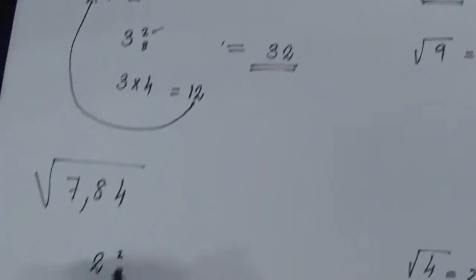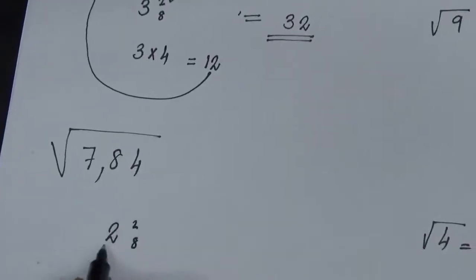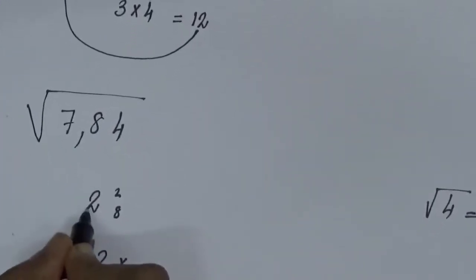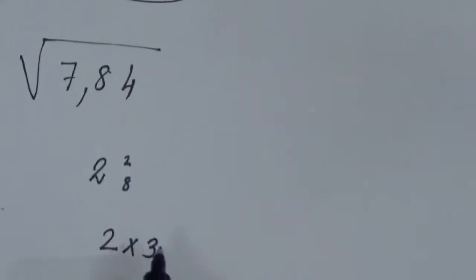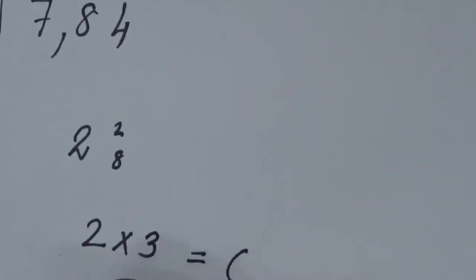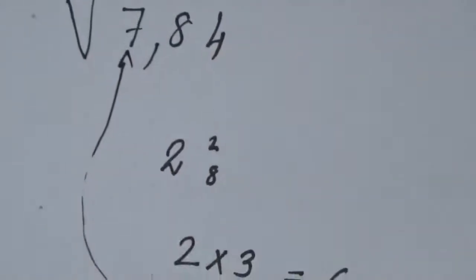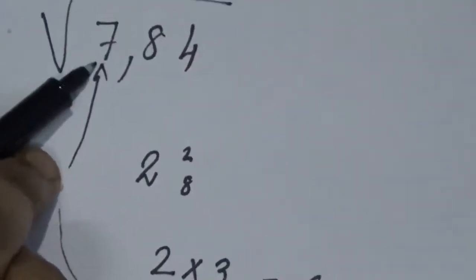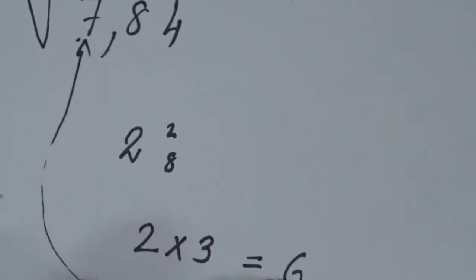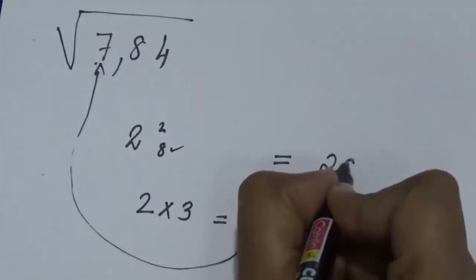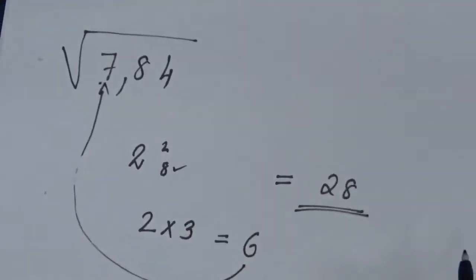The next step is to take this number 2 into the next number of 2, that is 3. So what is 2 into 3? 6. Now you compare this 6 with the first number 7. Here you can see that 7 is greater than this number 6. Greater means you have to take the larger value, that is 8. So the answer is 28. In this way also you can find the square root of numbers.